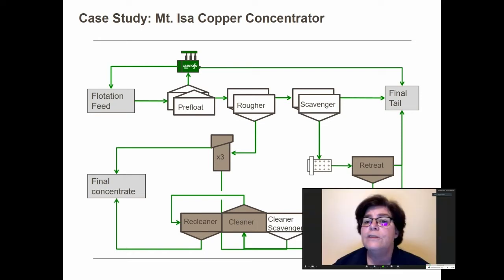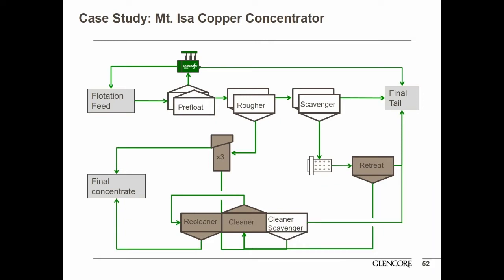The Mount Isa flotation flow sheet was essentially unchanged since 1973. The only additions have been the 3 columns, which were added in the late 1980s, and then an upgrade that was conducted in 2002, which added both scavenger and cleaner scavenger capacity with WEMCO tank cells. By 2013, the availability of the original 1973 flotation cells was deteriorating.